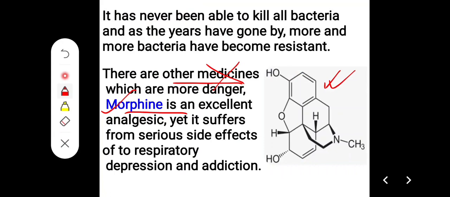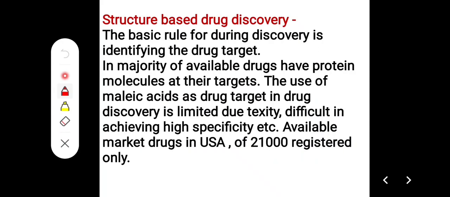Okay. Now there are other medicines which have to be considered dangerous. Nowadays they are not used as medicine, such as morphine, because of its side effects: respiratory depression and addiction. Okay, this is the structure of morphine. Now for structure-based drug discovery, we first identify the drug target. The majority of available drugs have protein molecules as their target, and the use of nucleic acid as a drug target in drug discovery is limited by toxicity, difficulty in achieving high specificity, etc.